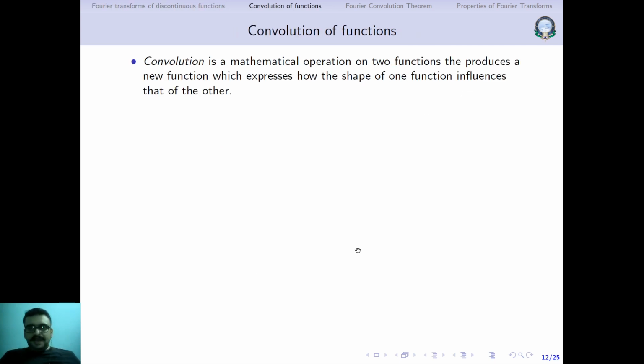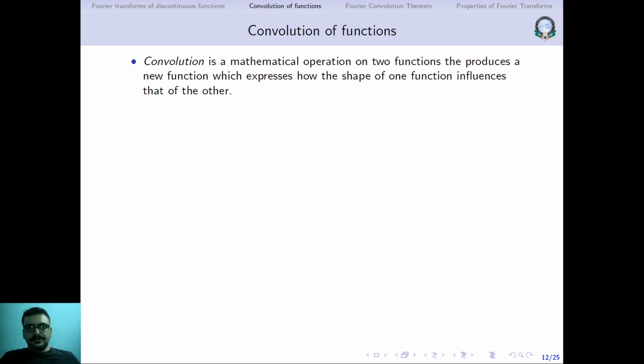Next, I will introduce to you the notion of convolution of functions, because that will enable us to introduce the Fourier convolution theorem, which is an extremely useful theorem. So basically, convolution is a mathematical operation. It is an operation on functions. When I take a convolution of 2 functions, what we are basically doing is expressing how the shape of one function influences the shape of the other function.